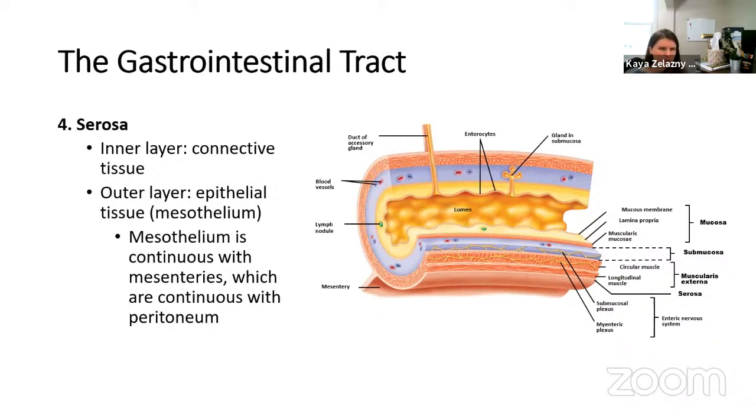So the mesenteries were those structures that we saw that anchored the GI tract to the posterior wall of the abdomen, which we call the peritoneum, right? So the outer layer of the GI tract itself is made of the same type of tissue that continues and forms the mesentery. So here's our mesothelium, just continuing down. And here you might have the peritoneum, the posterior wall of the abdomen. So that's all the same sort of tissue.